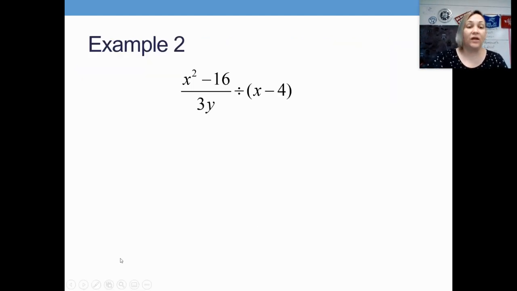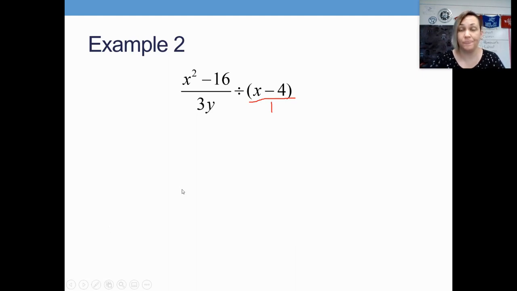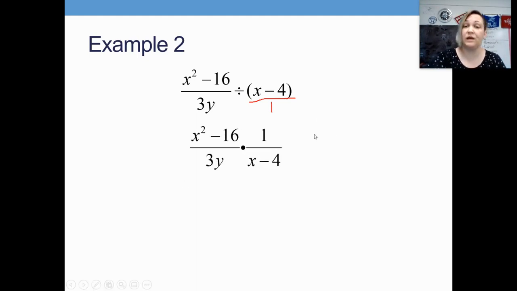Okay. Now this one's a little bit weird. So I have a fraction being divided by a whole number. So we need to remember that whole numbers are fractions over the number 1. So I can put x minus 4 over 1 to help me out. And so when I flip that upside down, the x minus 4 will go to the bottom, and the 1 that was invisible, that's going to go to the top. So it becomes 1 over x minus 4.